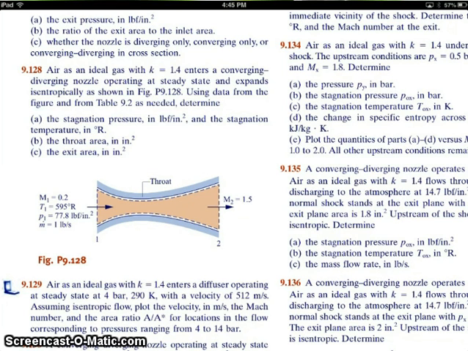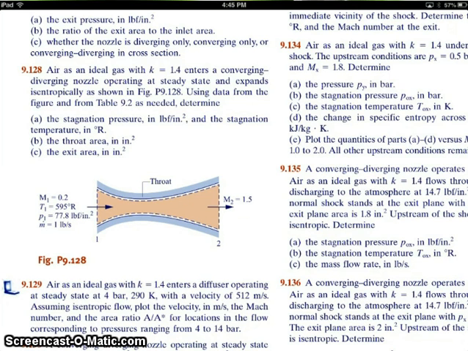Air as an ideal gas with k equals 1.4 enters a converging-diverging nozzle operating at steady state and expands isentropically as shown in figure P9.128. Using data from the figure and from table 9.2 as needed, determine a, the stagnation pressure in pounds per inch squared and the stagnation temperature in degrees Rankine, b, the throat area in inches squared, and c, the exit area in inches squared.